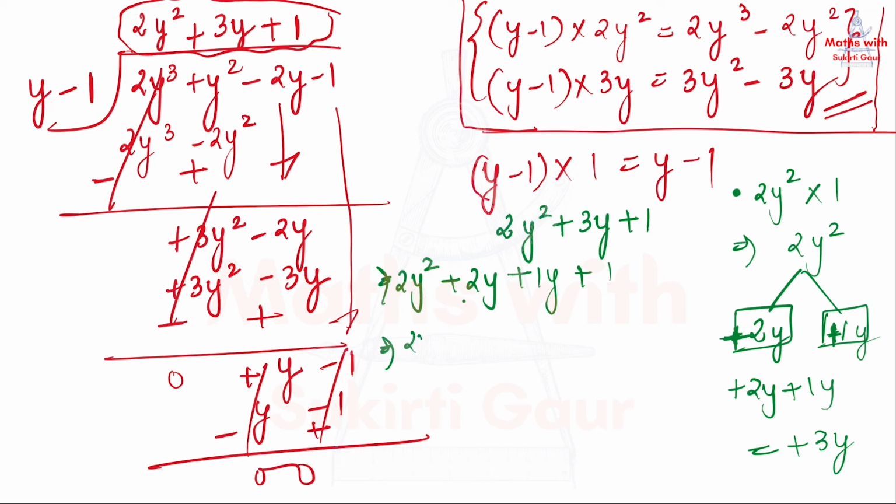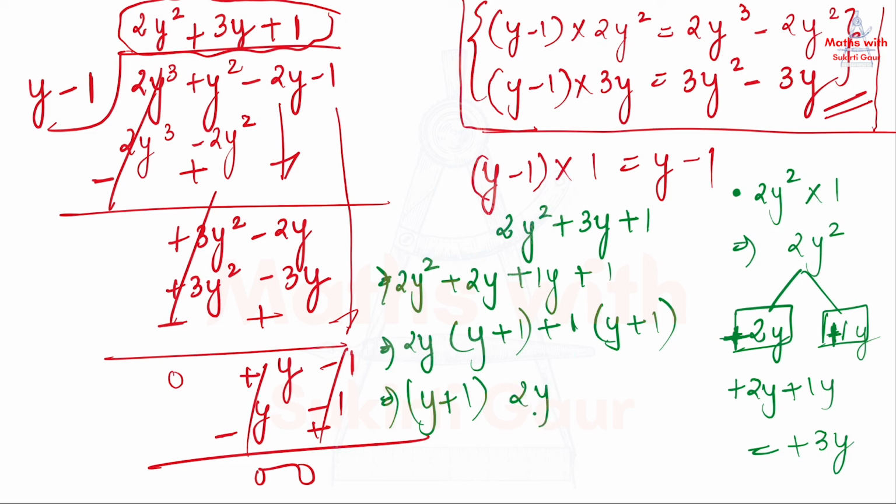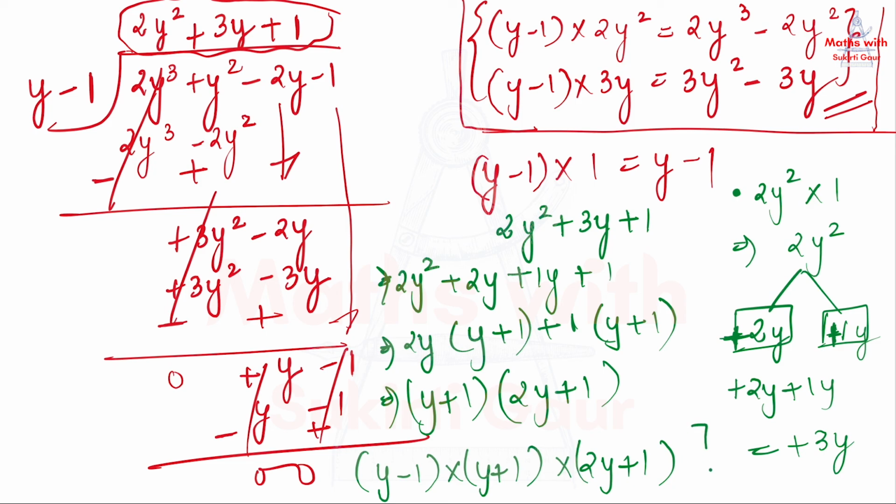From the first two terms we are going to take common 2y, y plus 1 inside, and from the other one we are going to take common 1 only because that is the common one, and we are going to get y plus 1 inside. So we are having the same brackets, y plus 1, and inside it will be 2y plus 1. So we are done with the factorization of the fourth polynomial. What are the three factors? y minus 1 the first one, y plus 1 the second one, and the last one is 2y plus 1.